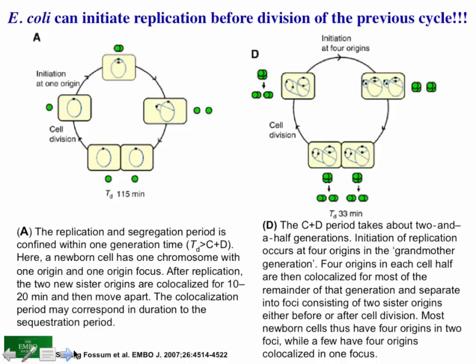So I put here the text from the figure for you to read. The C+D mentioned the time of cell division. I just wanted to bring this up because this is a mechanism that is very different from eukaryotes in the way they separate their DNA. DNA in eukaryotes, as you know, only separates during S phase.